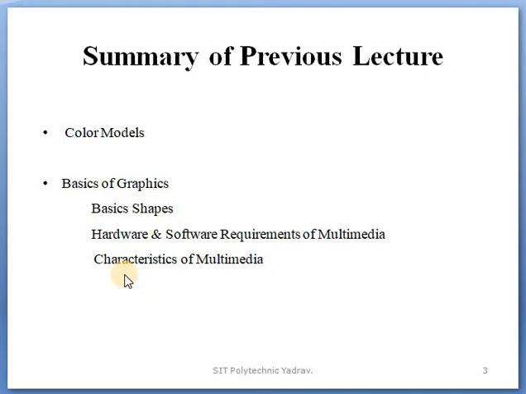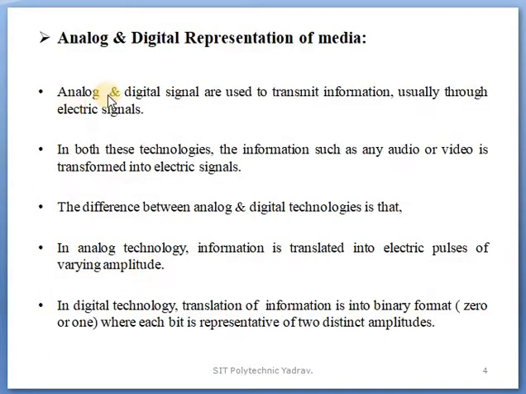Okay, now we start the next points. Analog and digital representation of media. Media means anything through which we create an object of multimedia. How do we create it using analog and digital representations? Any object we create, we create using analog or digital. So these points are added.